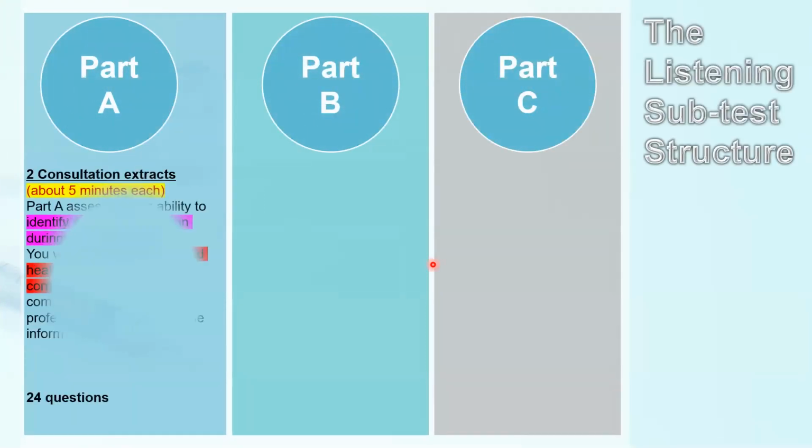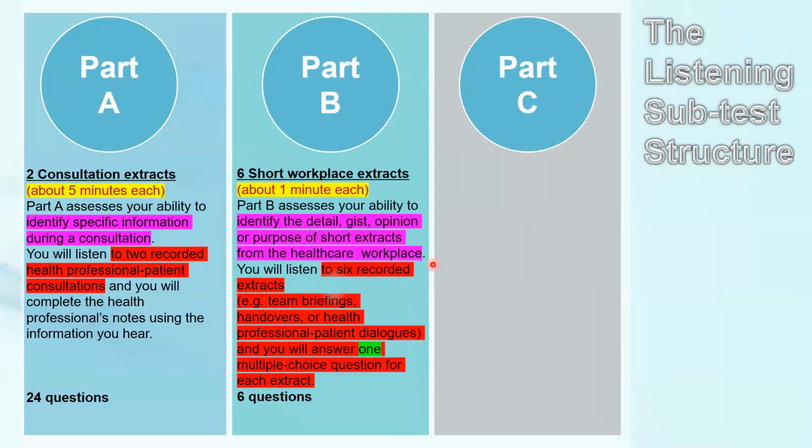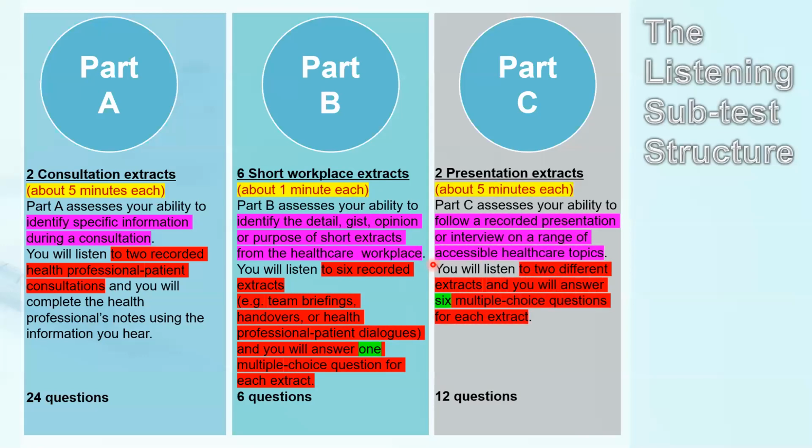Let's talk about the structure of the first subtest, which is the listening subtest. The listening subtest has 3 parts: part A, then part B, then part C. In part A, you will have 2 consultation extracts, about 5 minutes each. Part A assesses your ability to identify specific information during a consultation. You will listen to 2 recorded health professional-patient consultations, and you will complete the health professional's notes using the information you hear. The sum of the questions here is 24 questions.